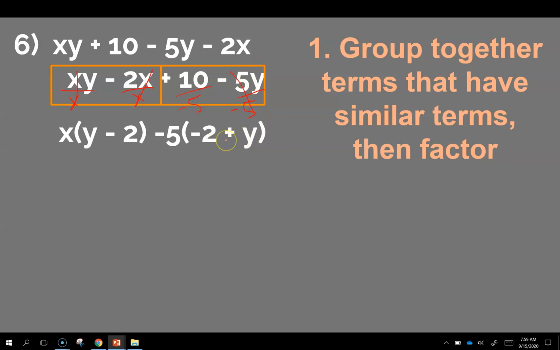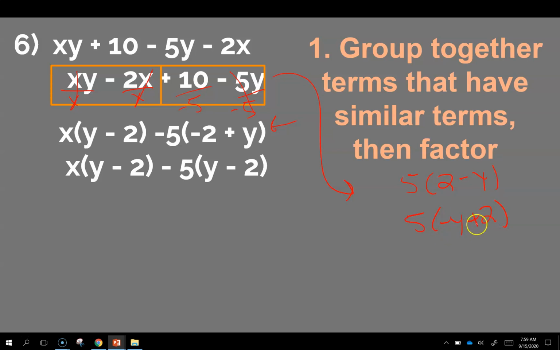Well, I told you the parentheses had to be the same thing, okay? This guy doesn't have our variable first. So if I rewrite it for the variable to come first, I get x times y minus 2 minus 5 times y minus 2. See that? In this step, if you only divided by 5, then you would have 5 times 2 minus y. And then when you rewrite it, you would have negative y plus 2. And that's not the same thing as y minus 2.